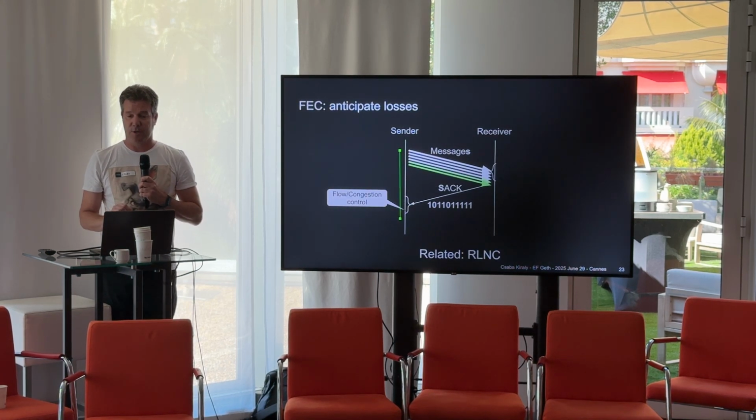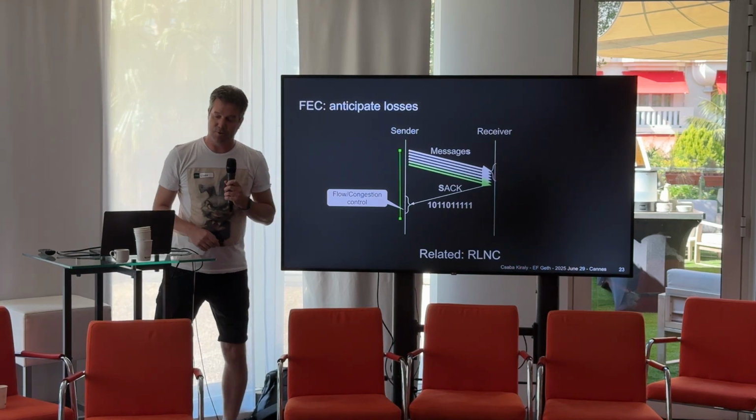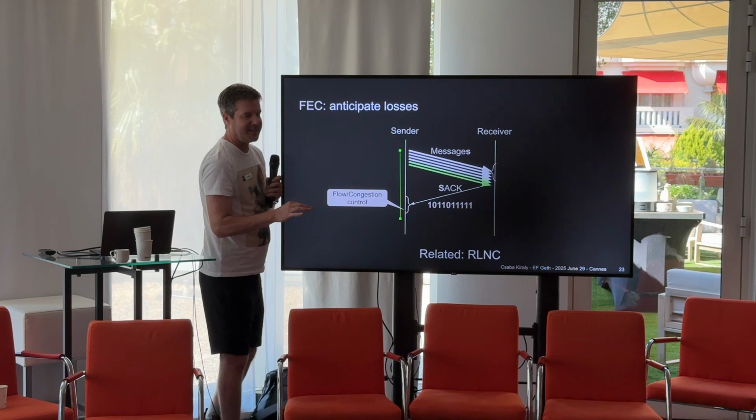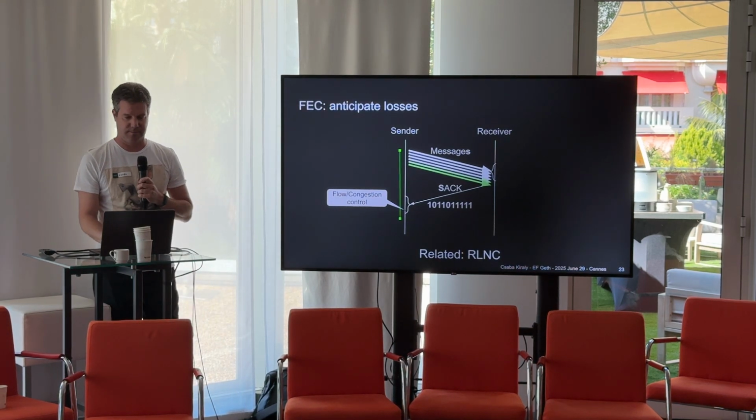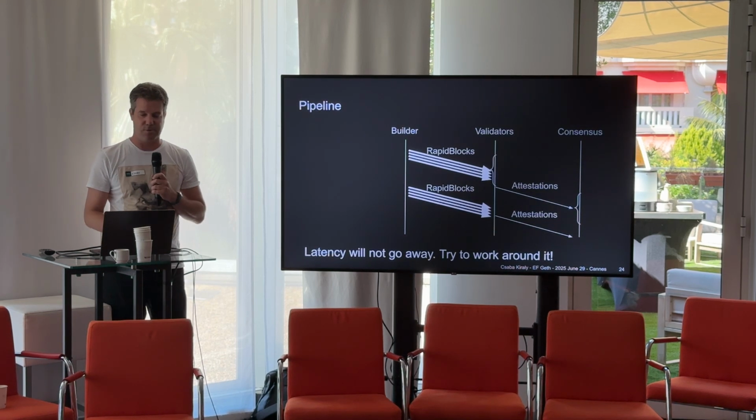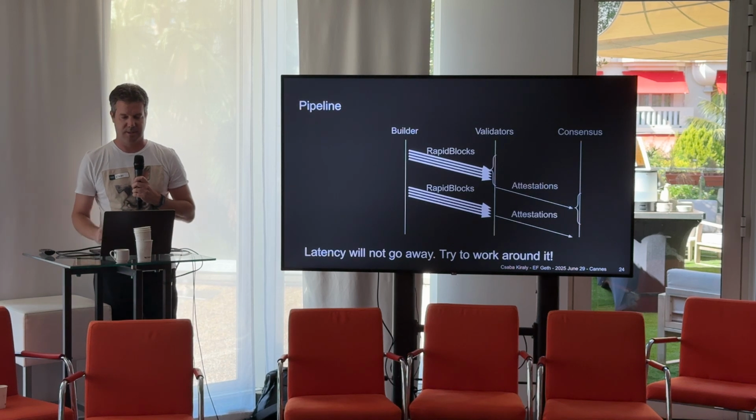And then we know how to do forward error correction. So we anticipate losses, we do a bit of encoding, and then we don't have to worry; even if we lose a couple of pieces, it doesn't matter because we are encoding and we are just going forward fast. And then we know how to pipeline, so it's not that we have to always wait. We can just pipeline after it.